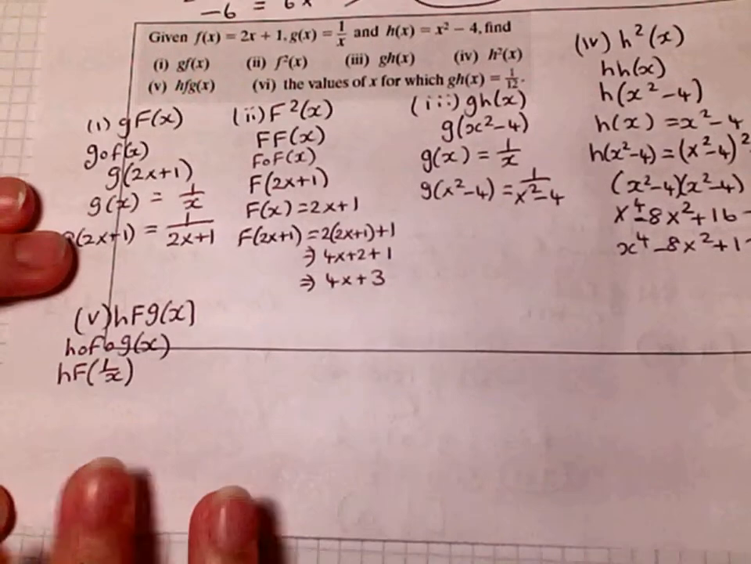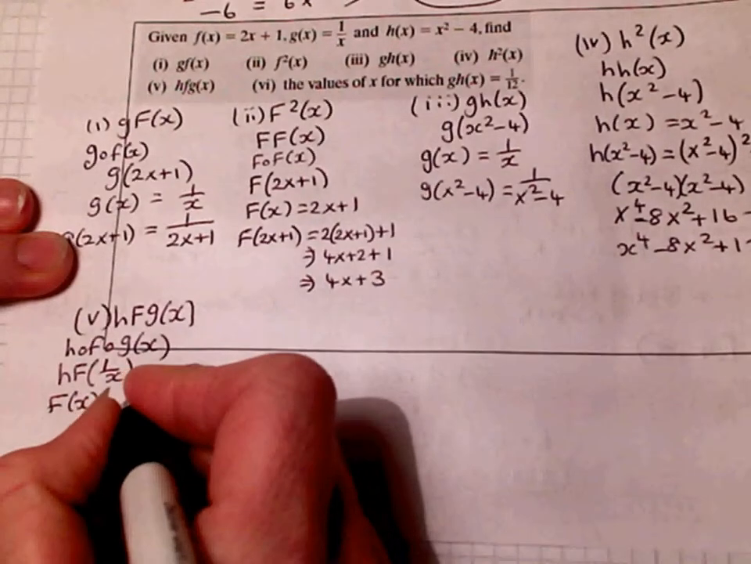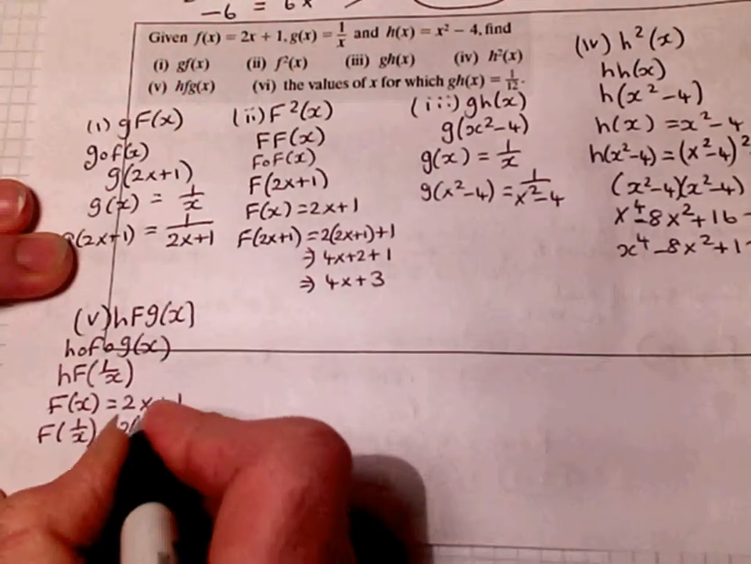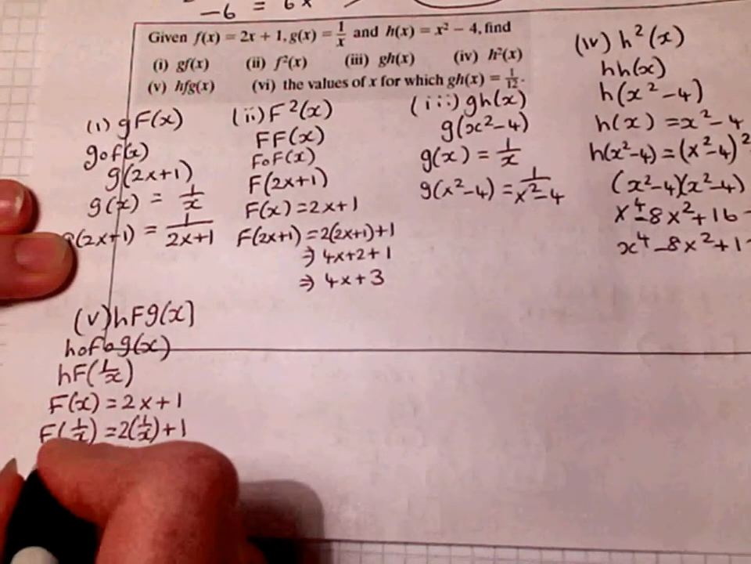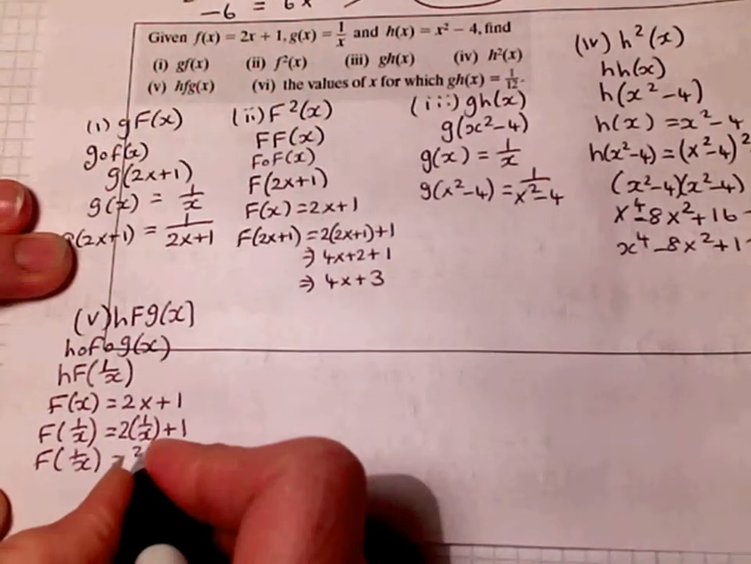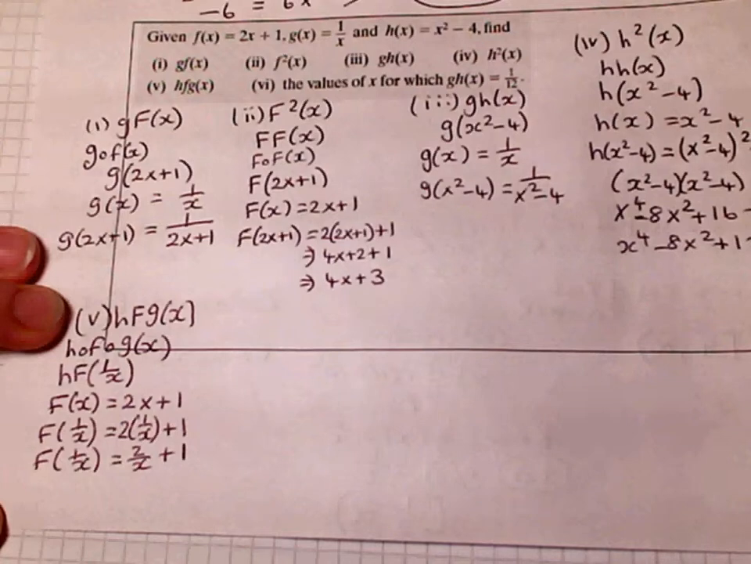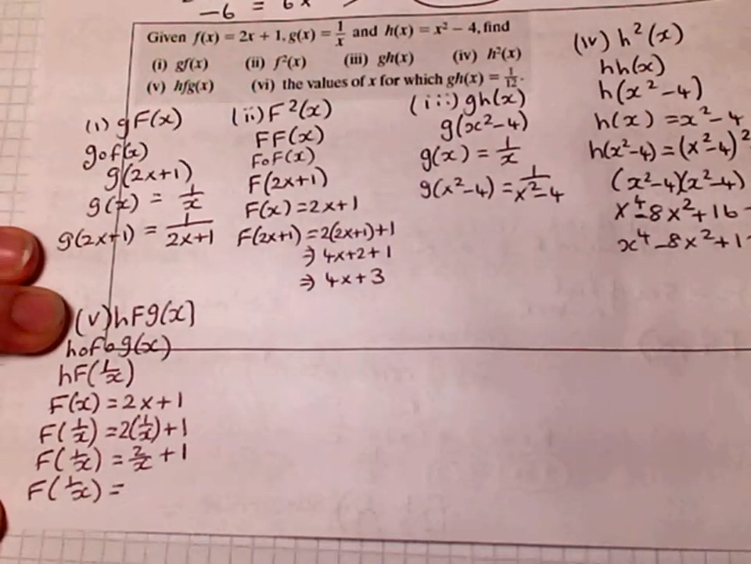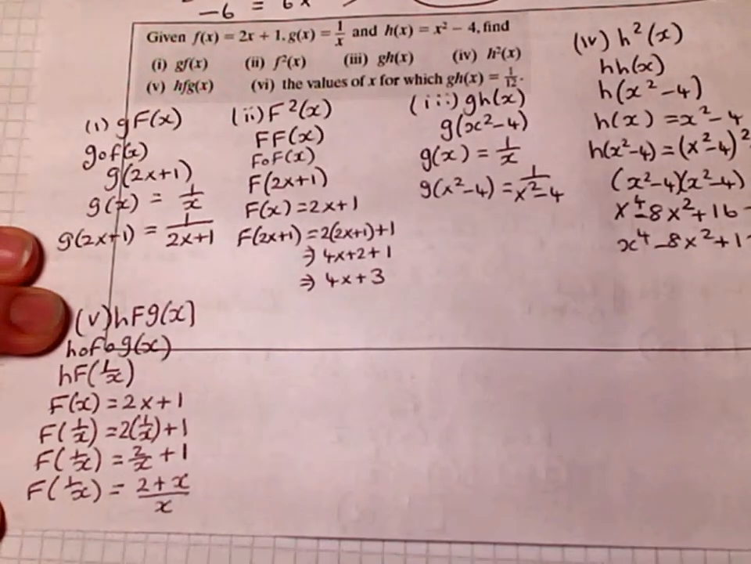So we're going to find f of 1 over x. So we know that f of x is equal to 2x plus 1. So f of 1 over x is going to be 2 by 1 over x plus 1. So we're going to get f of 1 over x, which is 2 over x plus 1, okay? Now, if we wanted, we could write that with a common denominator, probably make it a bit easier, because I think we have to square it in the next part. So the common denominator will be x, so it'll be 2 plus x all over x.